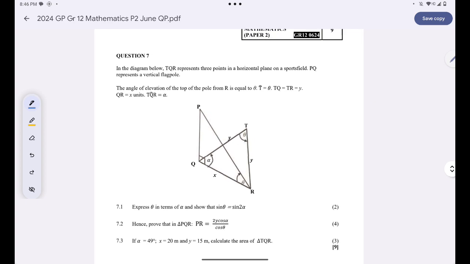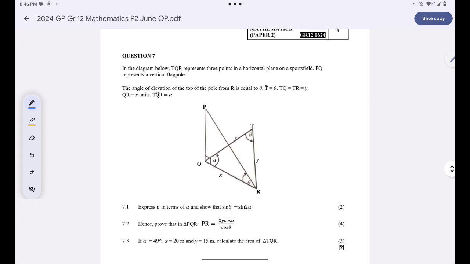Okay, now let's do question 7. I'm told that in the diagram below, TQR represents 3 points in a horizontal plane on a sports field. PQ represents a vertical flag. The angle of elevation to the top of the pole from R is equal to theta, and from T is also equal to theta. TQ and TR are both equal to y. QR is equal to x. Okay, and then that angle is alpha. Express theta in terms of a and show that sine theta is equal to 2a.